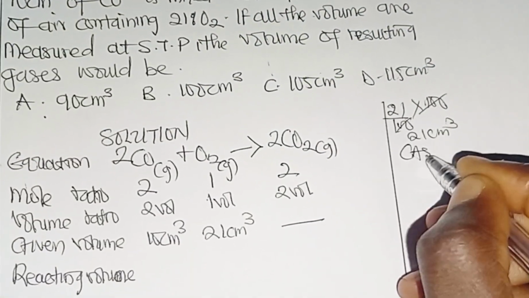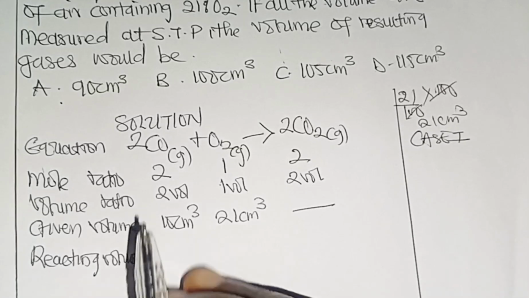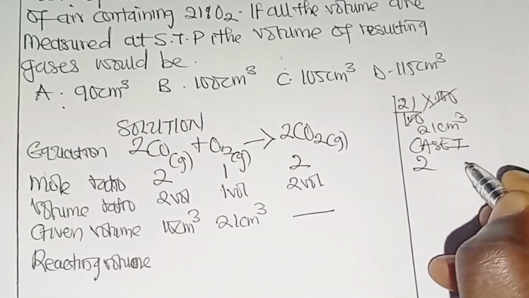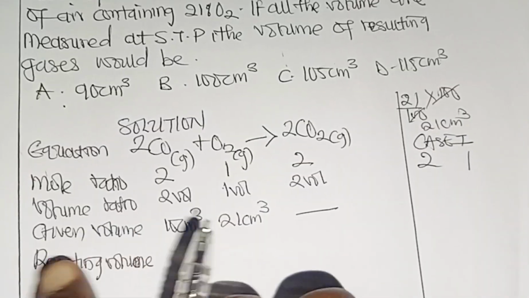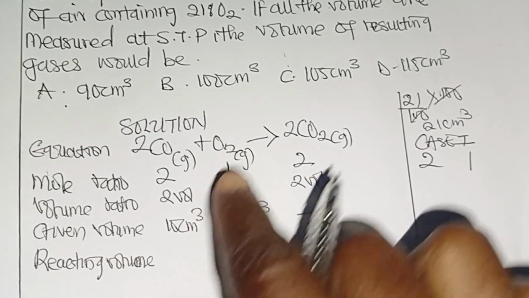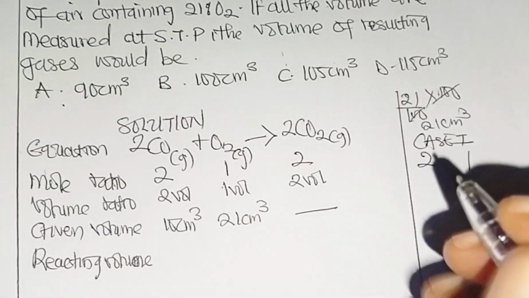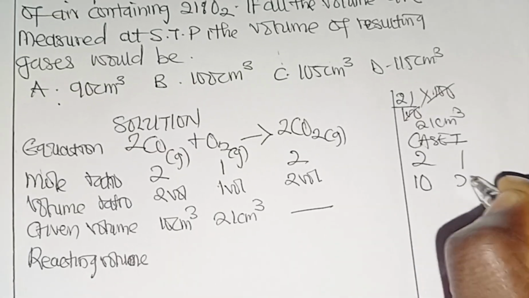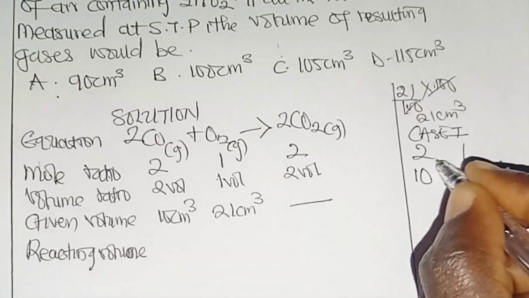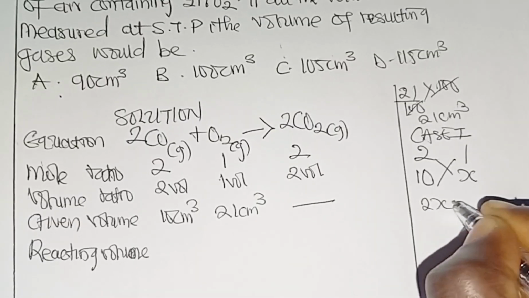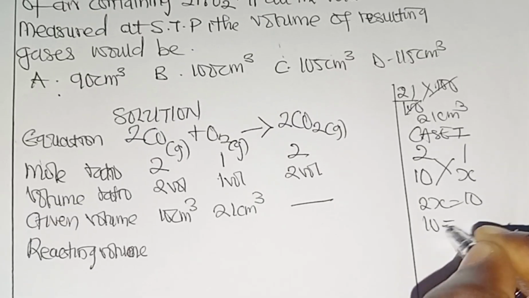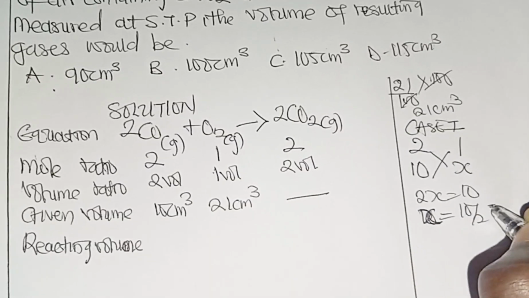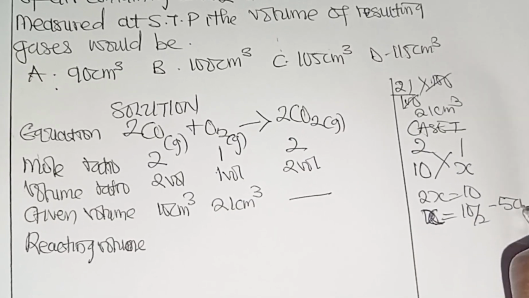Let's call the first step case 1. Write out the volume ratio from the equation. I have 2 and 1. Write down the given volume of one of the reactants and then make the other a variable. Represent it with a variable. So I'm writing down the given volume of CO and then representing oxygen with x. When I cross multiply, I'll be left with 2x is equal to 10. Sorry, when I make x the subject of the formula, I'll have 10 divided by 2 to give me 5 cm cube.